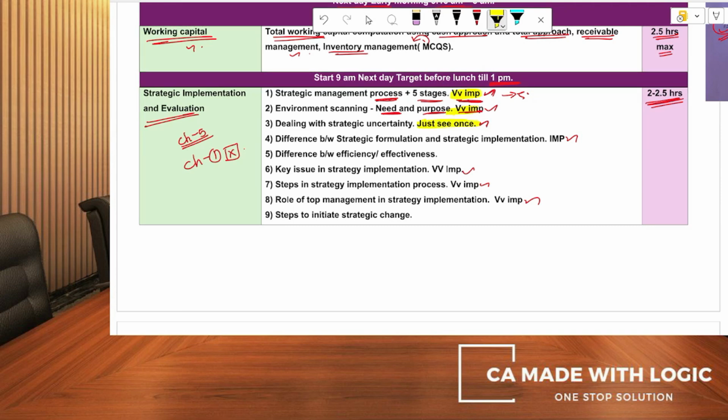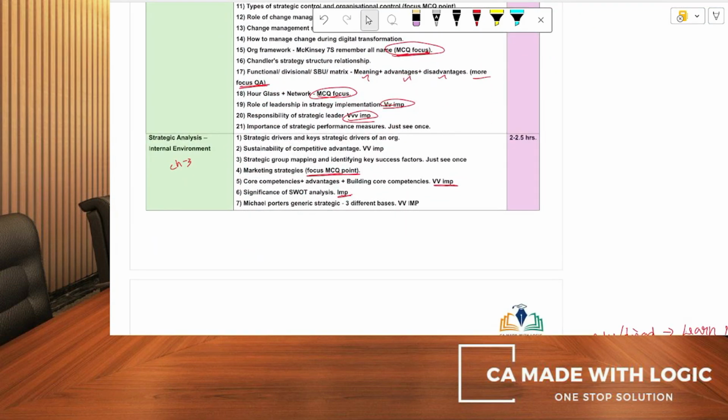Okay, or this concept dealing with strategic uncertainty. Even if you just go through it once, it is well sufficient. It is not that much important. Okay, so I have written it over here. Just see once. Okay, so this is how you need to plan it.